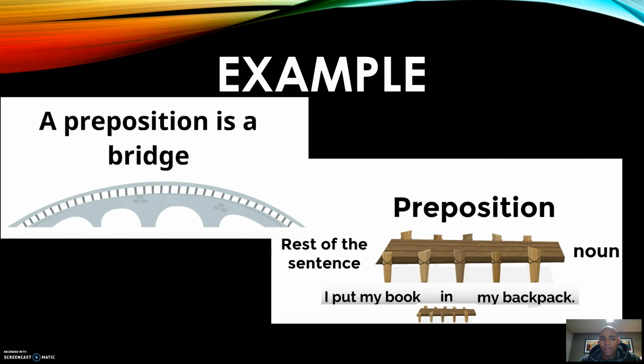So a preposition is a bridge. You have the beginning of a sentence or the rest of a sentence, then a preposition, then a noun. "I put my book in my backpack." "In" is the bridge between the beginning of the sentence and the noun, a person, place, or thing. In this case, backpack is the thing, the noun. I put my book in my backpack.